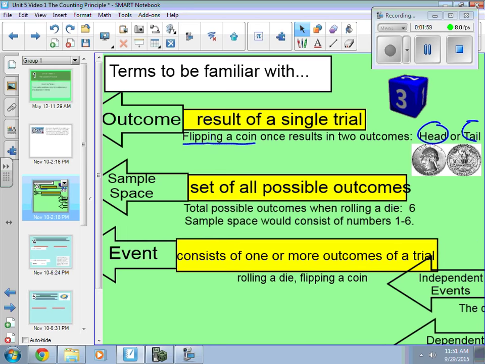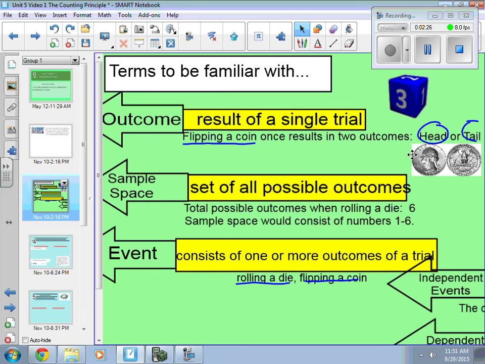All right, another term, event. An event consists of one or more outcomes of a trial. Okay, so an example would be if you were to roll a die. Okay, die means single dice. Another example would be flipping a coin. The actual event would be what you're doing.